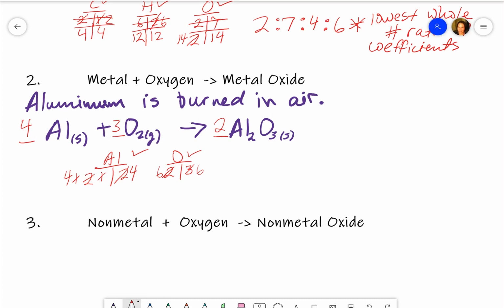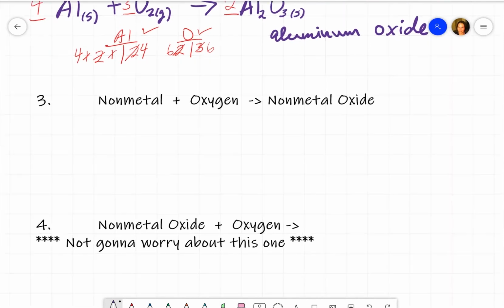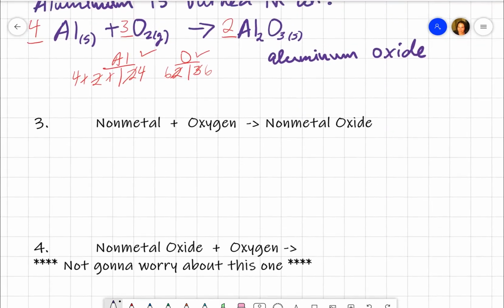Isn't that fun? Now, a lot of times we're going to ask you to name the products. So if you had to name this product, you would have to write down that the product is aluminum oxide. Notice it's not aluminum 3 oxide, because aluminum, although it is a transition metal, has only a +3 charge. It doesn't have any other charge. It's not variable like some of the others.